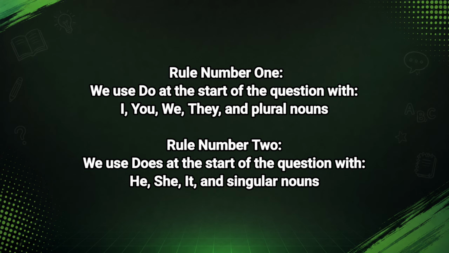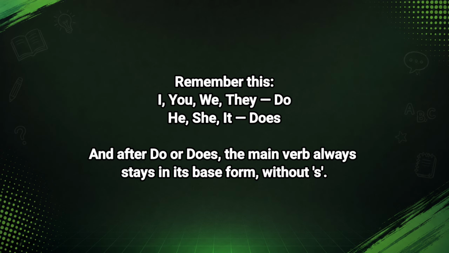Remember it. Rule number 2. We use does at the start of the question with he, she, it, and singular nouns. Let's say the rule together: I, you, we, they start with do, and he, she, it start with does. And remember, after do or does, the main verb always stays in its base form without s.